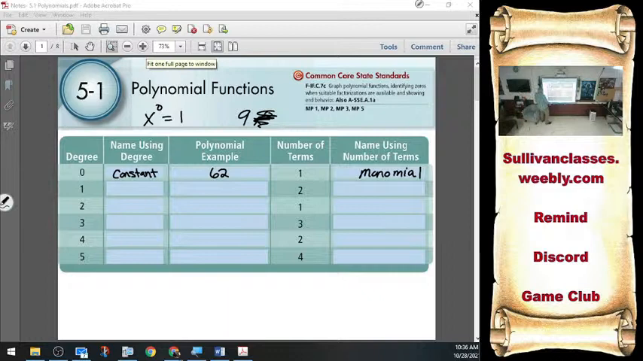All right, if I have x to the first, and it's got two terms, so that would be like 3x plus 1. What is that called? What type of function? Binomial. It is a binomial, that's by terms, yep. It's got two terms, binomial.